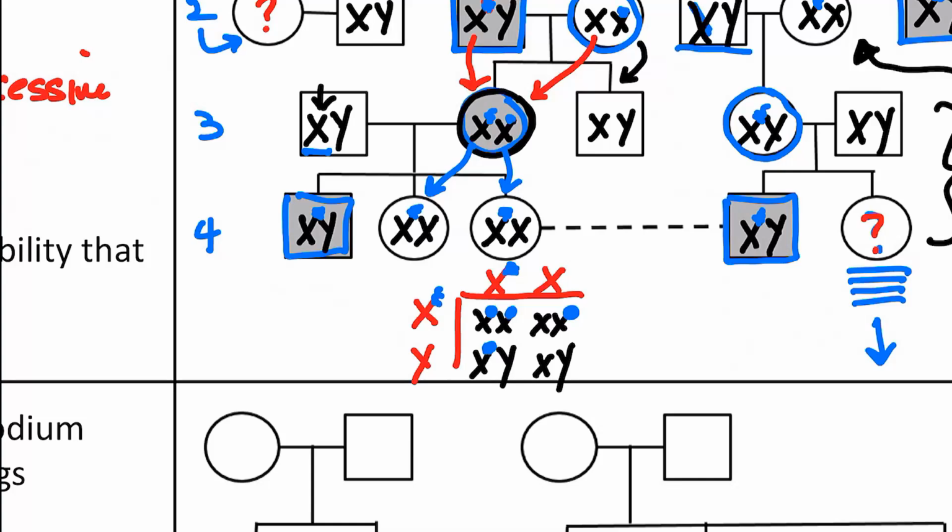So what we have is 50% of the males and 50% of the females have the disorder. Remember, females have to have both X's with the recessive allele, and the male's only one. So you would say 50% here, 2 out of 4. Very simple. On to the last one.